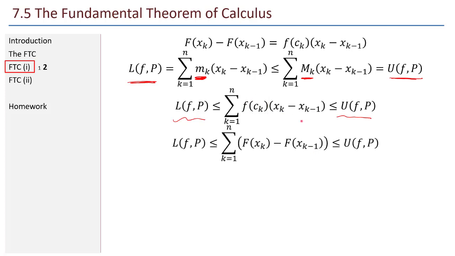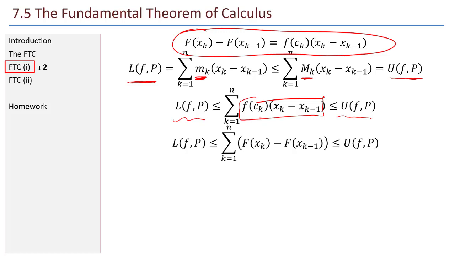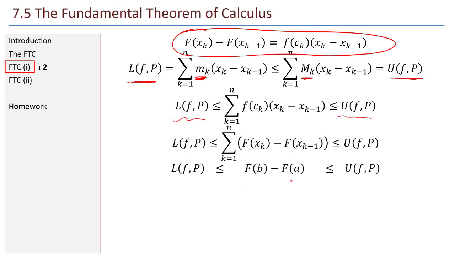But then, exactly what I have at the very top of the screen, I can replace my little f of c times that difference with the difference of big F evaluated at the two endpoints. And now here's where the real magic happens. Do you see how that will simplify? That is a telescoping sum. So in fact, all I end up with is big F of b minus big F of a.